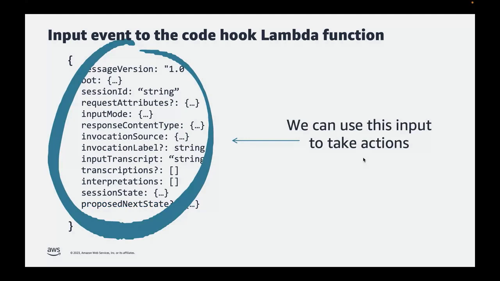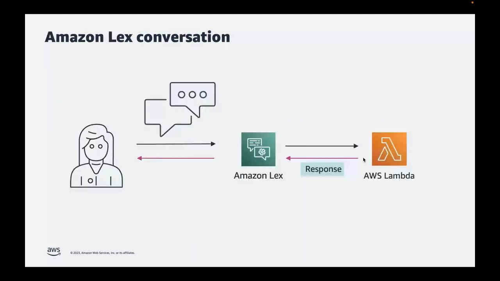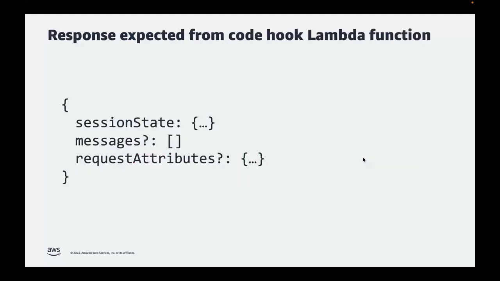And we can use all of this information to take actions. So for example, order that coffee or change what happens next. So how would we make that change? Well, we would do that through our response. And this is a much smaller set of fields than you just saw in the request.